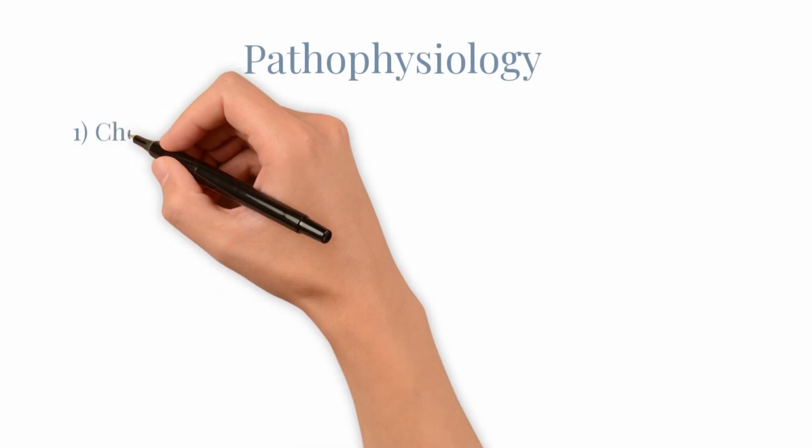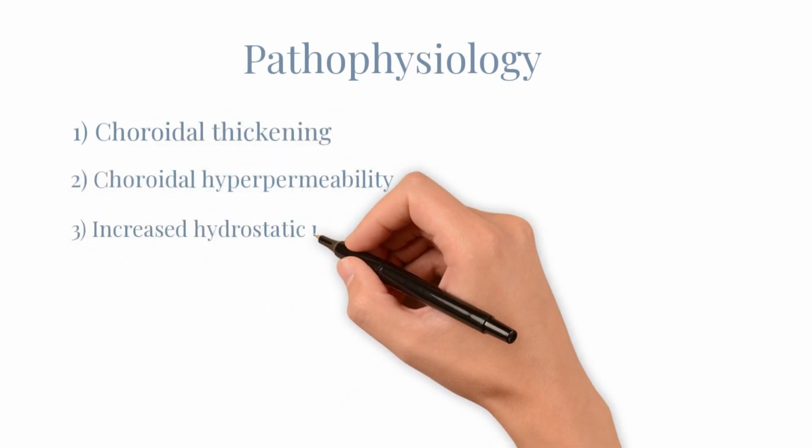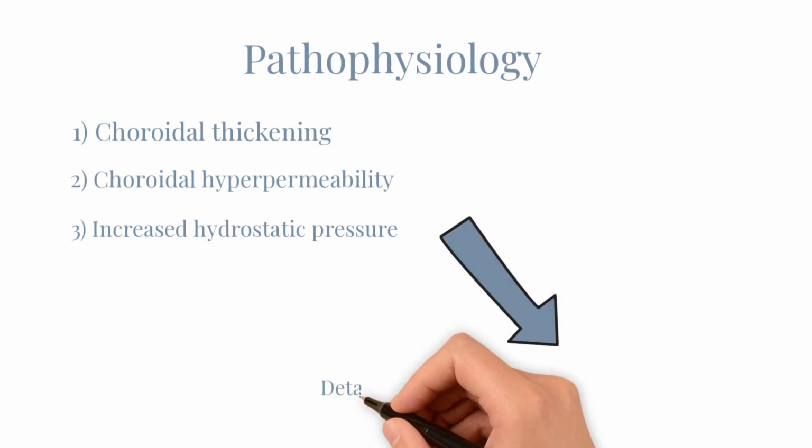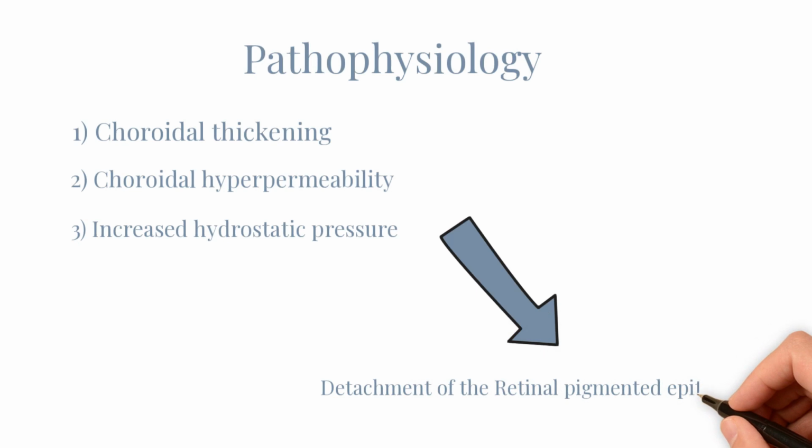The pathogenesis of CSCR remains poorly understood. However, choroidal abnormalities are believed to be the primary underlying pathophysiology. These abnormalities can include choroidal thickening, choroidal hyperpermeability, and increased hydrostatic pressure. All of these abnormalities together result in detachment of the retinal pigmented epithelium.